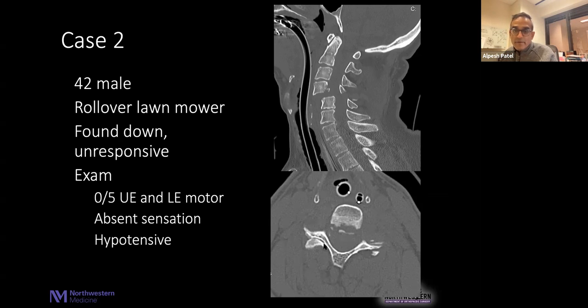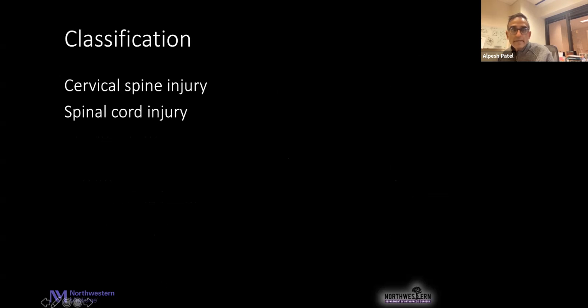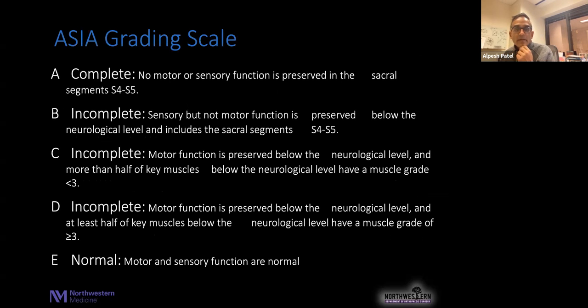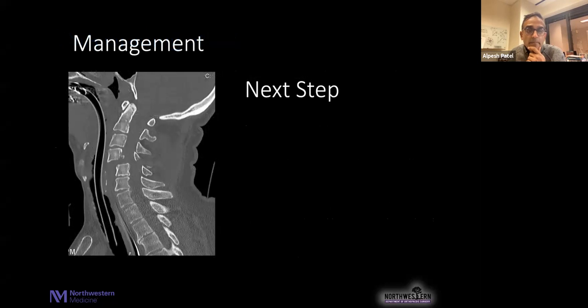But here you've got another reverse hamburger sign in the bottom left here. You've got translation of almost 100% of C4 on C5, so a highly unstable injury pattern with dislocated facet joints posteriorly. We talked about the cord injury. We talked about the spine injury. We're almost out of time. I'll leave this on here again. If someone needs to pause it or wants to screenshot it, you can keep that for your records, talking about what the different ASIA classifications are. We'll talk more about this as we talk about thoracolumbar injuries in the week to come.